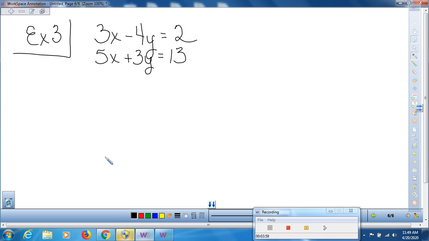All right, so again, they're both in standard form. You will notice, though, that neither one is the multiple of the other. So in this case, we're going to have to multiply both equations by a value. Now, I'm going to choose to eliminate y this time since their signs are already opposite. I'm going to multiply the top equation by 3 and the bottom equation by 4.